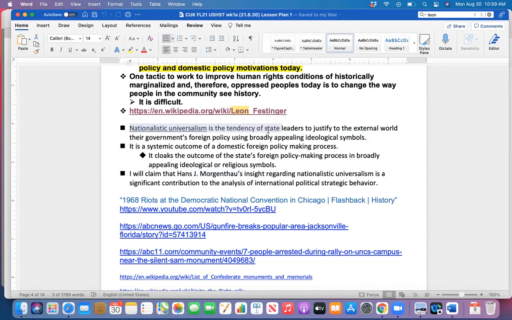It's the tendency of state leaders to justify to the external world their government's foreign policy using broadly appealing ideological symbols. So when a country is expanding its influence, it will claim that's not just for America. We're not just for Nazi Germany. We're not just for Stalin's Russia. It's good for the whole universe. Look at the Japanese when they conquered Korea. We're not creating a Japanese empire. We're creating a greater East Asian co-prosperity sphere.